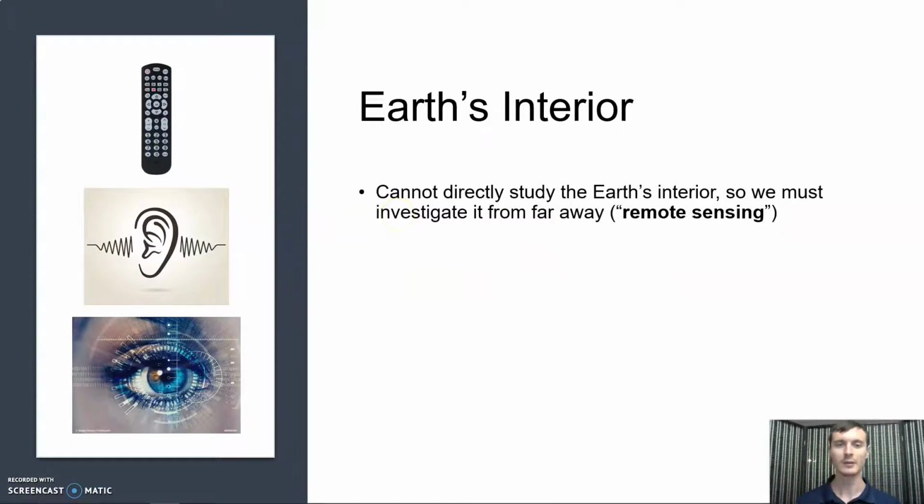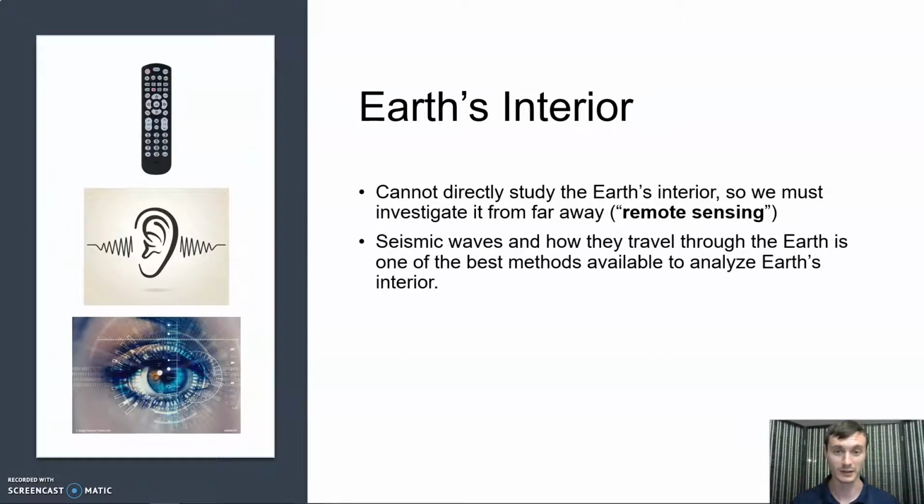Remote sensing. So we cannot directly go to the interior of the Earth, and it's very expensive to go even just a little bit into Earth's surface. So it has to be investigated from far away. It has to be sensed remotely. Seismic waves, earthquakes, and all of the different stations on the Earth that can listen to these earthquakes put this enormous amount of data together in order to be able to analyze the structure of Earth's interior.